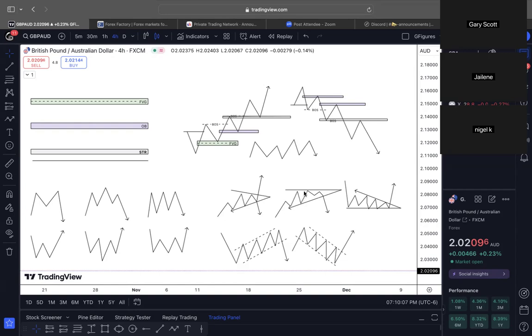Price was ascending, right? It could not break above this level of resistance. So what did price do? Price transitioned, broke towards the downside, and finished this move, right?